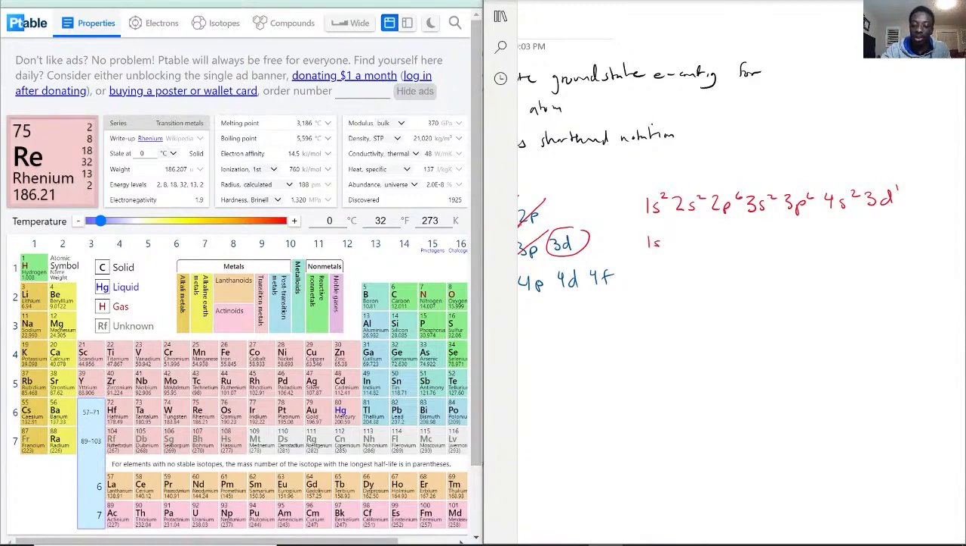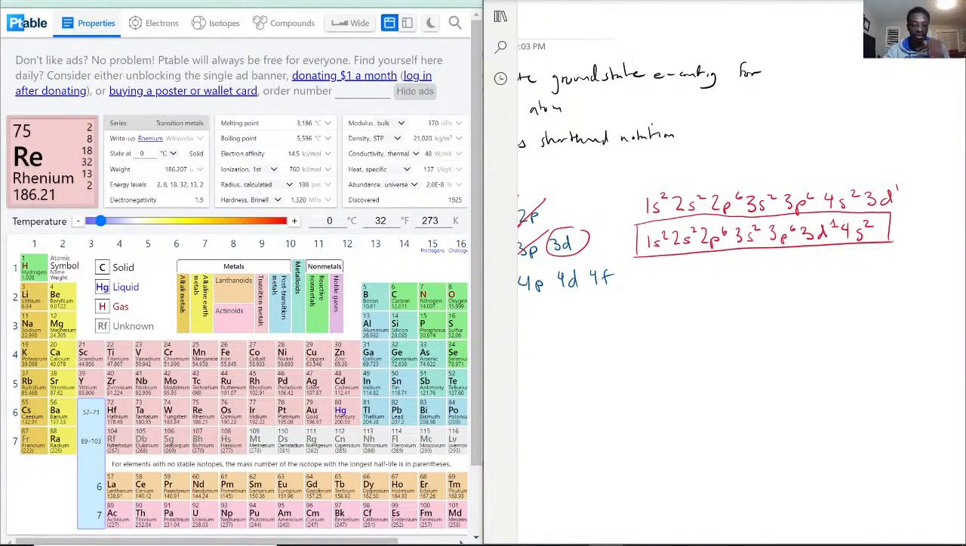So we have 1s2, 2s2, 2p6, 3s2, 3p6, 3d1, 4s2. Okay, so this is what we have for scandium, I believe. Yep, that's the element we're dealing with.